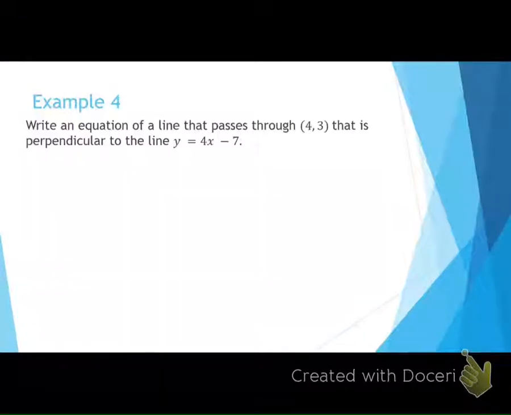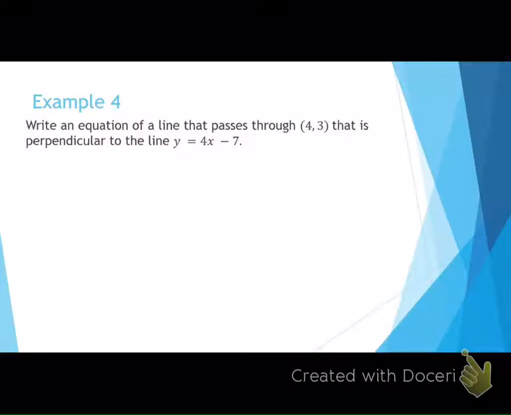Just wait a second, though. All right, write an equation of a line that passes through 4, 3 and is perpendicular to the line y equals 4x minus 7. So you see now that I've pulled those questions off. Remember I told you I put those on there at first to get you used to those questions. I did the same thing on the worksheet today and I pulled them off for the last few examples, just to get you used to what you need to do.